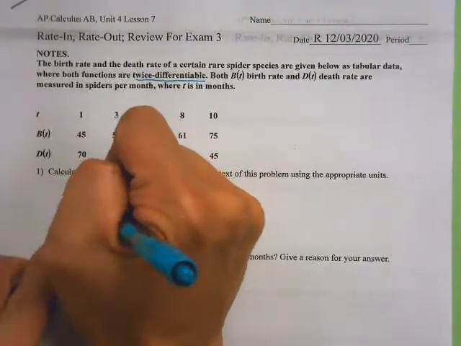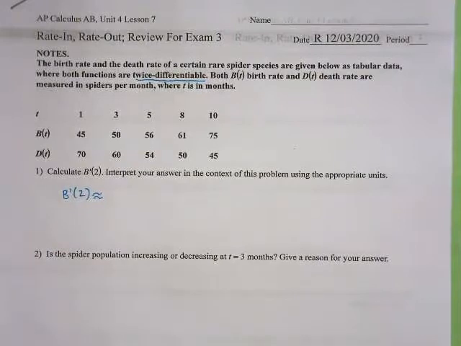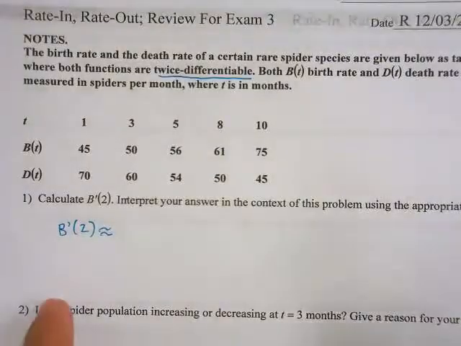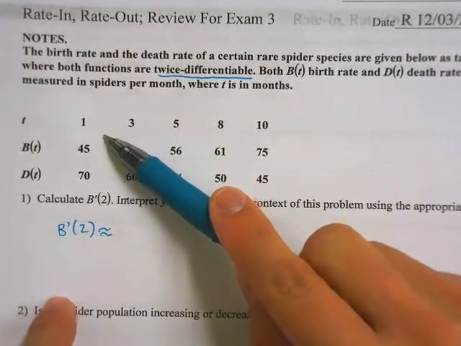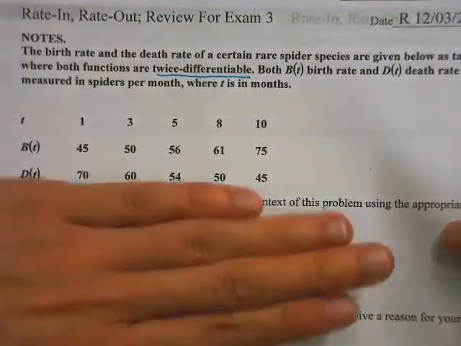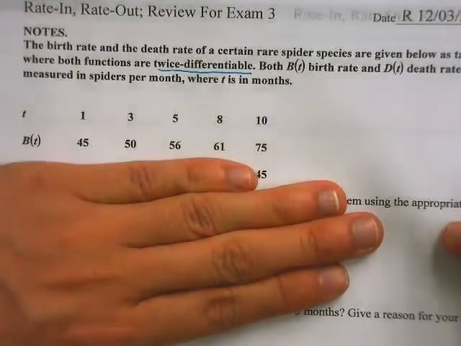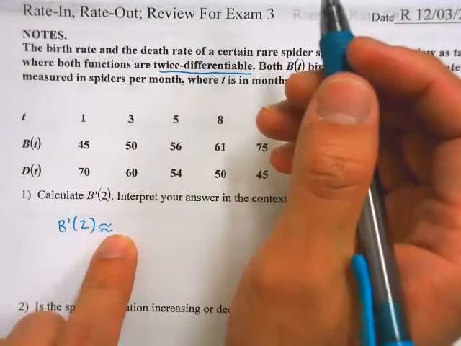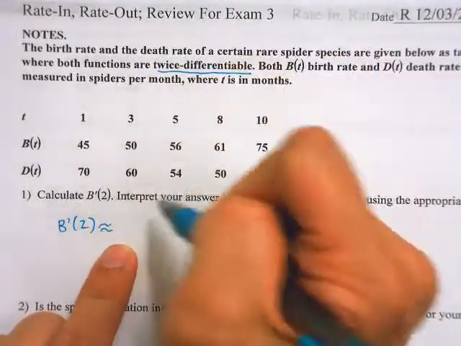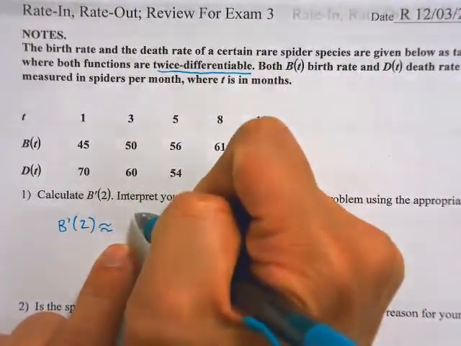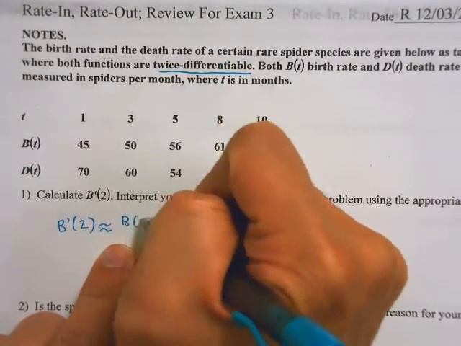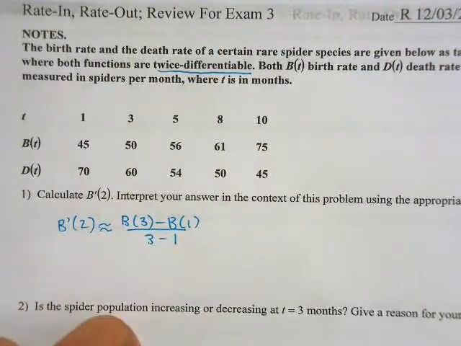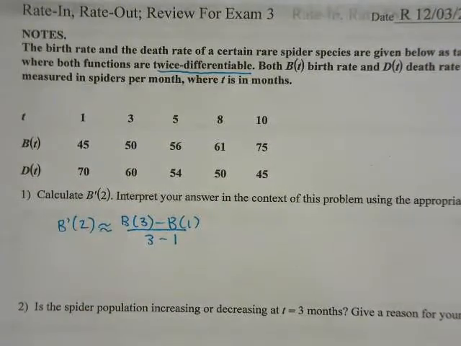Well, hopefully by now you know how to calculate B prime of 2. We don't have equations, we only have tables. We don't see a time of 2 months over here. I'm just going to block off the death rate because we need to see just the B. You tell me what to write over here. B prime of 2 is approximately what? B of 3 minus B of 1, over 3 minus 1. And I'm hoping after all of this, you at least get that point.